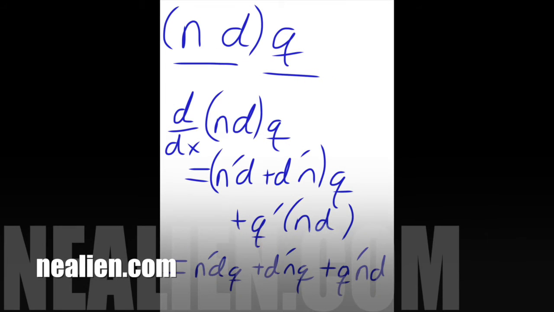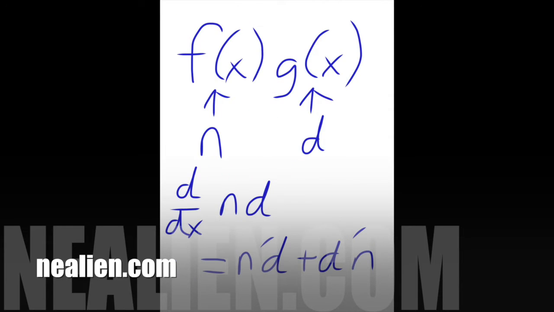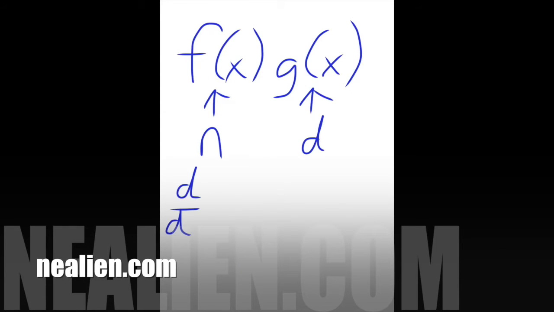It turns out you get a similar result for the product rule of 3 functions compared to the product rule for 2 functions. The product rule for 2 functions looks like this: n prime d plus d prime n. I like to think of the functions as n and d. Oftentimes in books they're written as f and g. But the reason for using n and d is that you can use those same letters for the quotient rule.